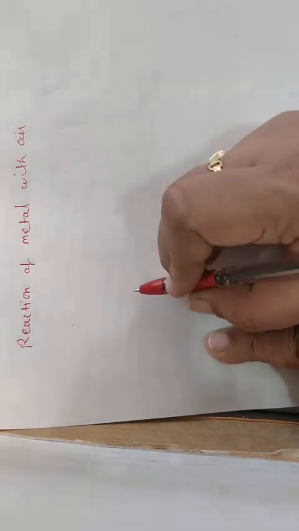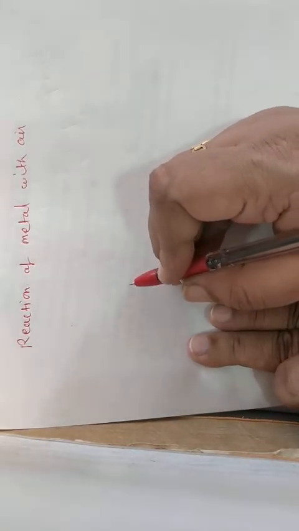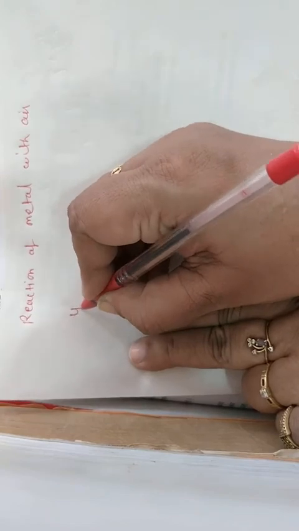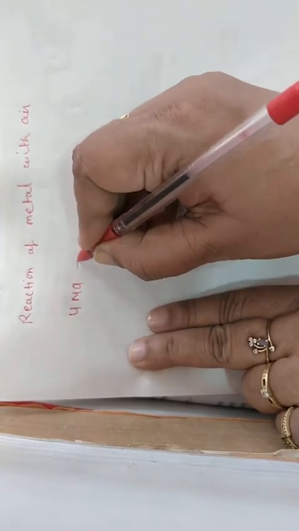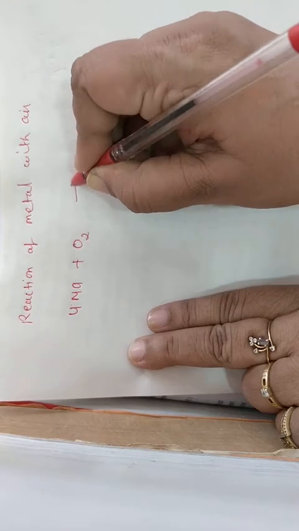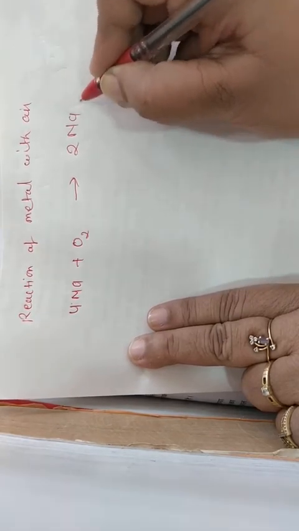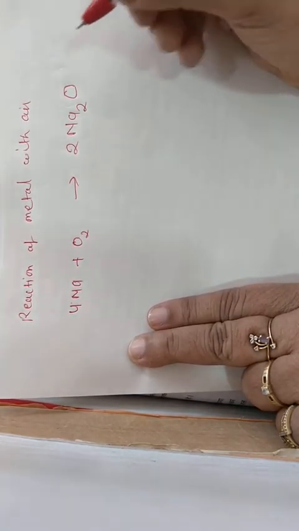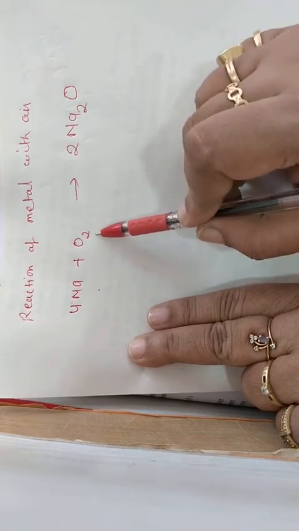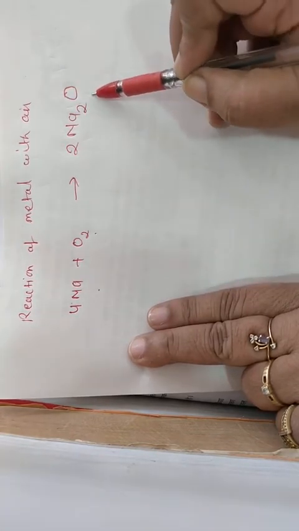So, 10th class, we are studying the chapter Metals and Metallurgy. Today we will study the reaction of metals with air or oxygen. Sodium, potassium and lithium are highly reactive elements, and whenever they react with air or oxygen, such as 4Na plus O2, it forms 2Na2O. So sodium reacts with oxygen and forms Na2O.